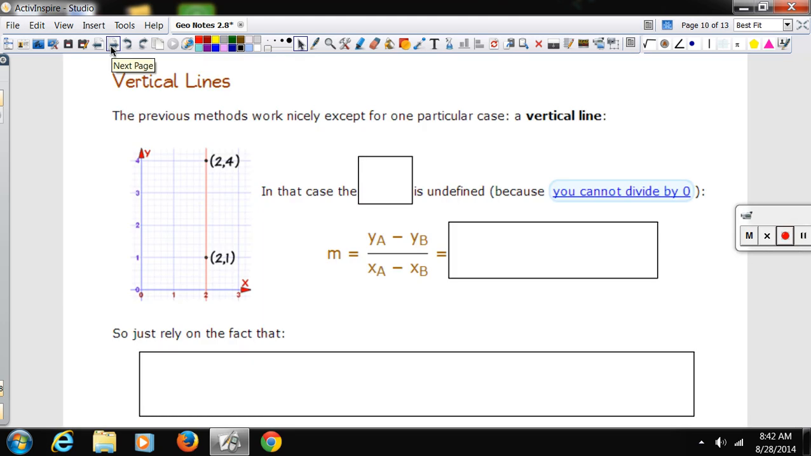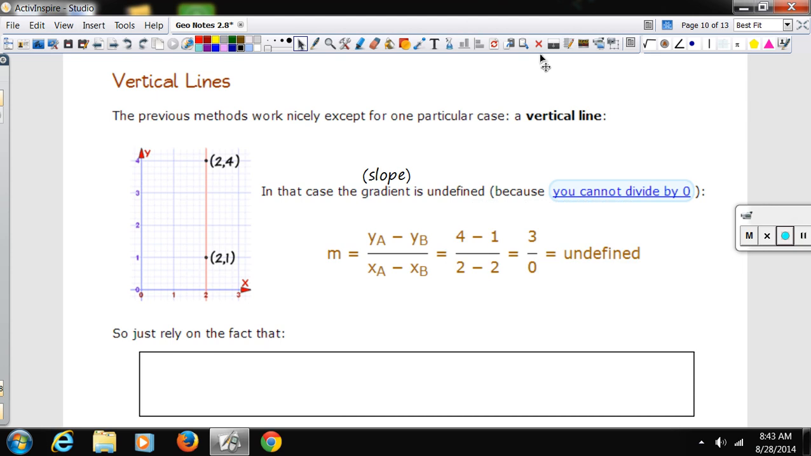Okay, vertical lines, just so you know about the slopes of vertical lines and horizontal lines. For vertical lines, the gradient or the slope is undefined because you can't divide by a 0. So if you were to look at these 2 points right here that they gave you on the picture, and you were to plug that into the slope formula, your slope formula is y minus y over x minus x. Y's over x's, rise over run. If you were to subtract 4 minus 1 and get a 3, 2 minus 2 and get a 0, you can't divide by 0.